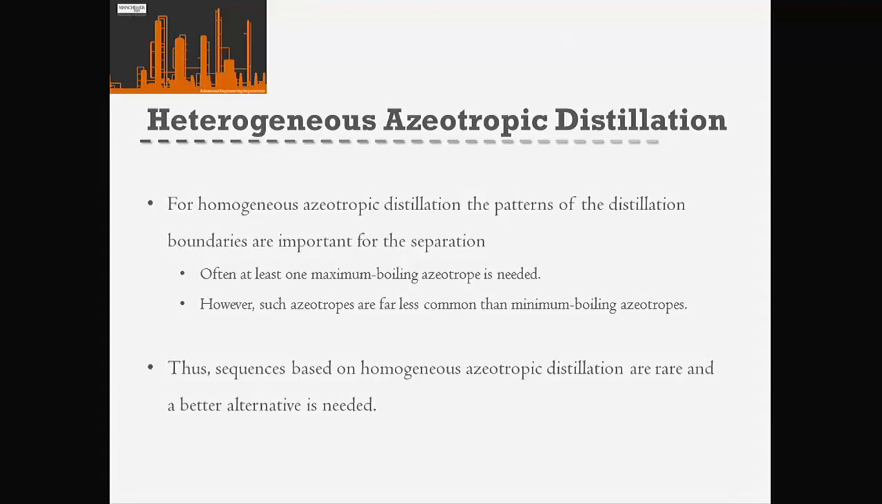So for a distillation system to actually have this nice homogeneous style azeotropic distillation that we can use, often what we actually need is to generate the curves that look like that, where one of the azeotropes is maximum boiling, okay? But unfortunately, minimum boiling azeotropes are much more common in systems, okay? So we might not be able to actually use this homogeneous azeotropic system, okay?